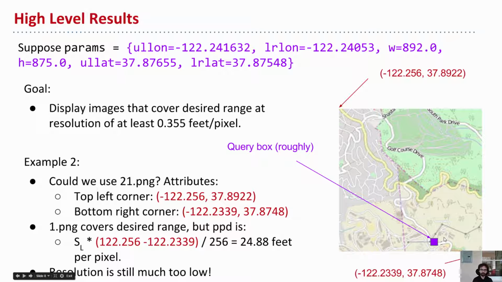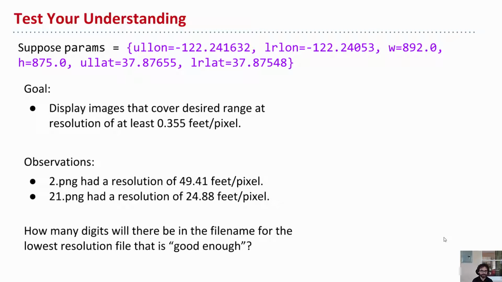Okay. So as a test of your understanding, a little different than if you saw the video yesterday, which probably you didn't, otherwise you wouldn't be watching it, ask how many digits will be in the file name for the lowest resolution file that is good enough. So for example, we could take a file with like 1,000,000 digits. That's obviously going to have a good enough resolution. So we want the file that is just good enough to meet this requirement. So think about that for a second, and I'll patiently wait.